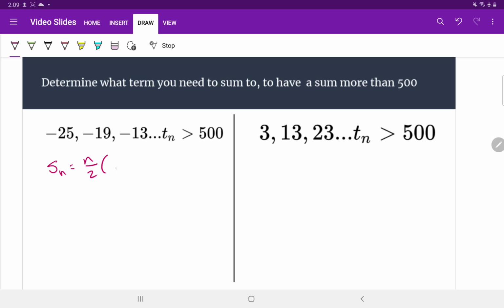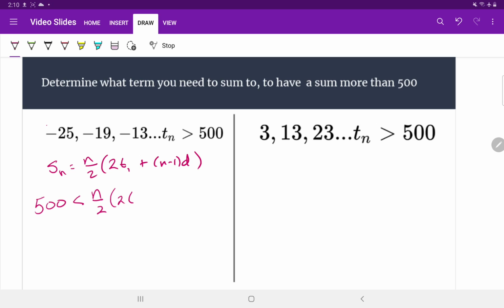So n over 2, and then 2t1 plus (n minus 1)d, close brackets. So I want my sum to be more than 500. So I'm going to write 500 here. And whatever's on the right side, I want to be a bigger number. Okay, I don't know what n is. That's what I'm looking for. I'm looking to find out what term I go to.